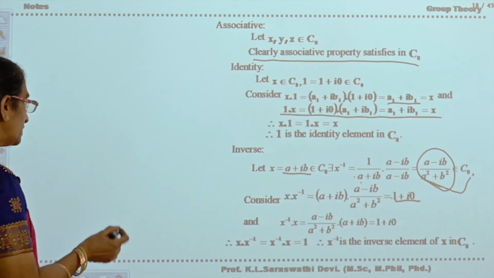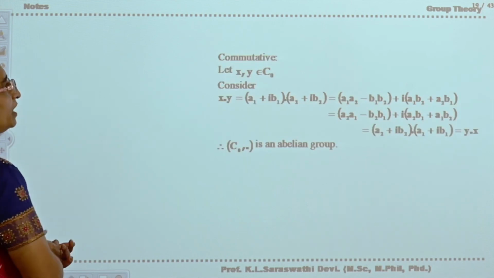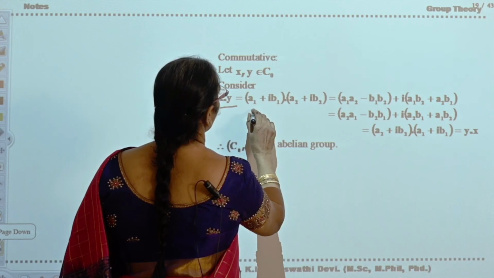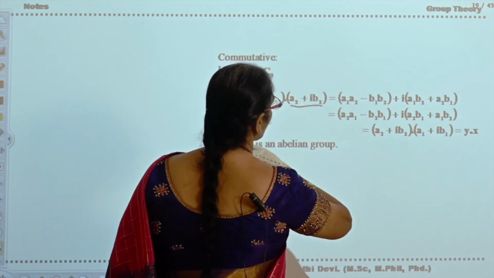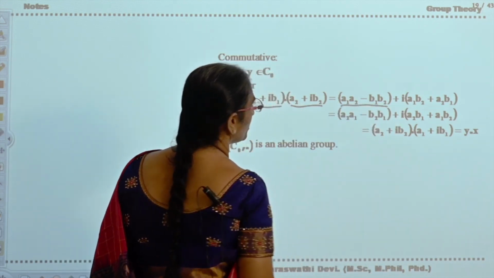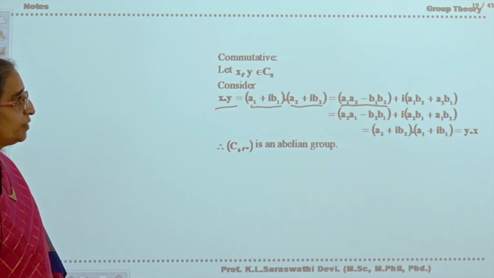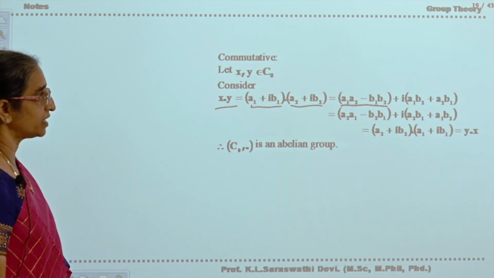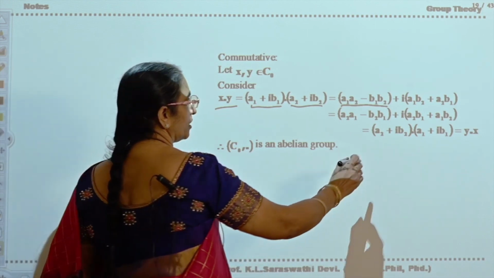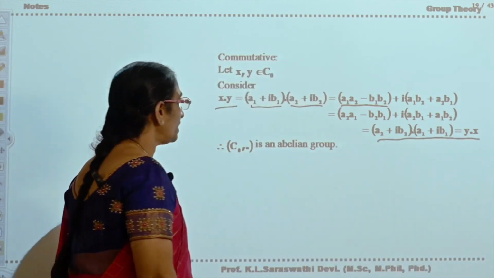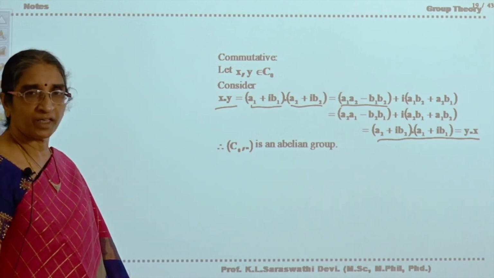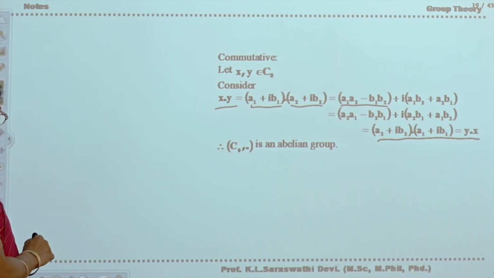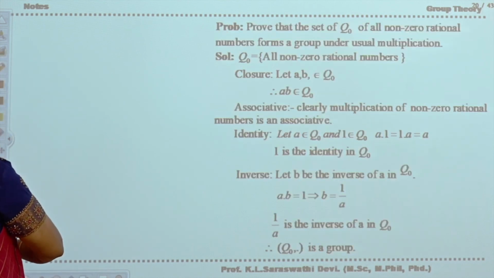So identity exists, inverse exists. xy is equal to yx also is satisfied. a1 plus ib1 into a2 plus ib2 is a1 a2 minus b1 b2 plus i into a1 b2 plus a2 b1, that is a2 a1 minus b2 b1 plus i into a2 b1 plus a1 b2, which is nothing but y into x. Therefore, xy is equal to yx. All the properties are satisfied. Therefore, C naught is an abelian group.